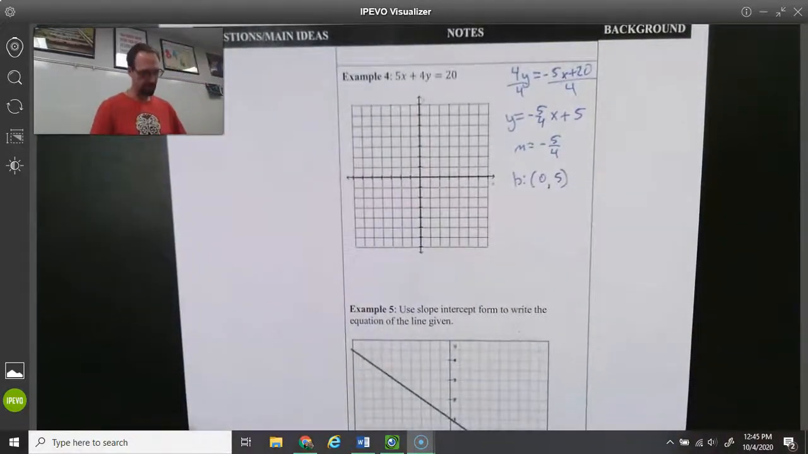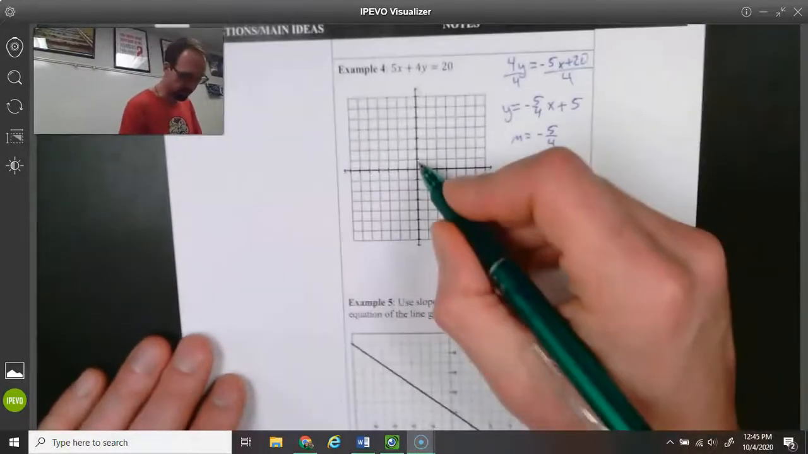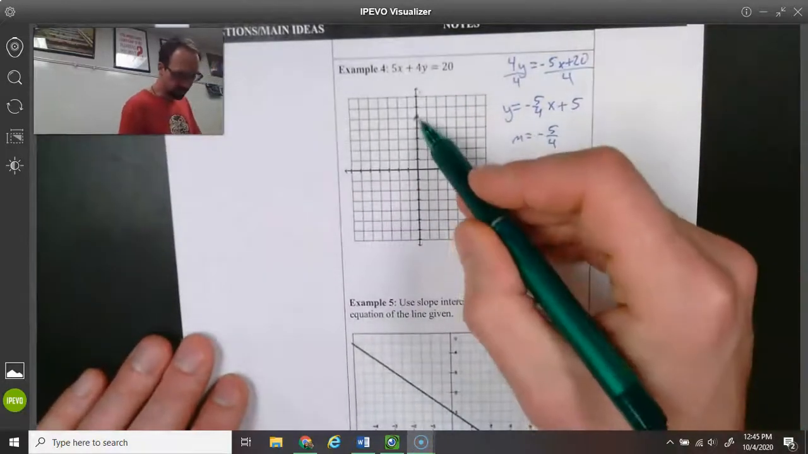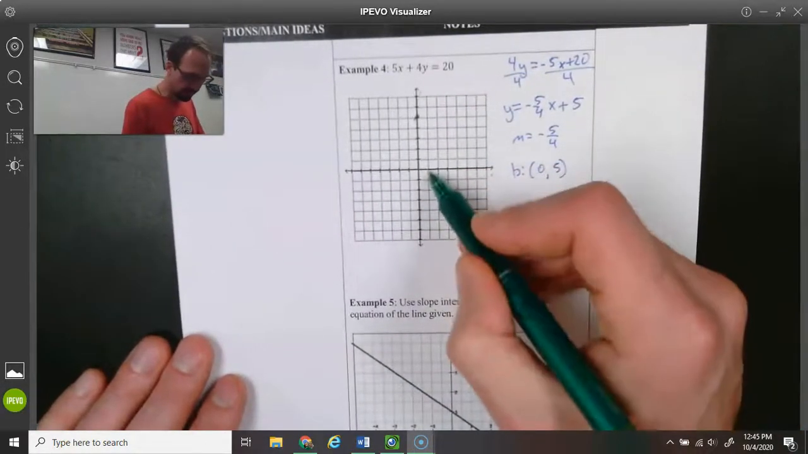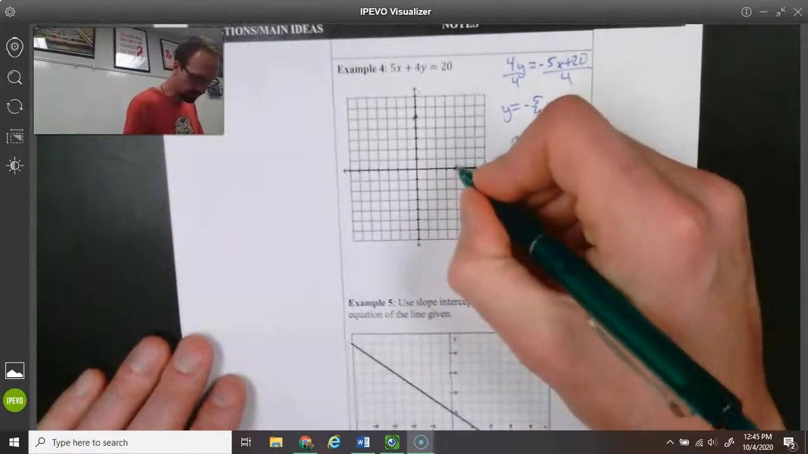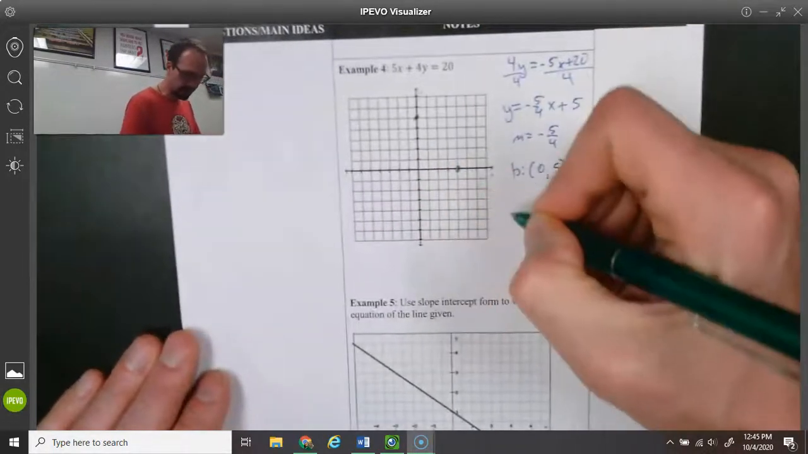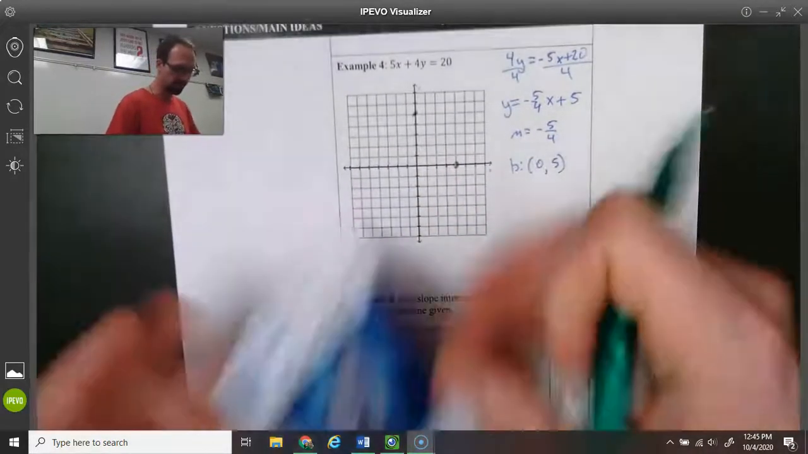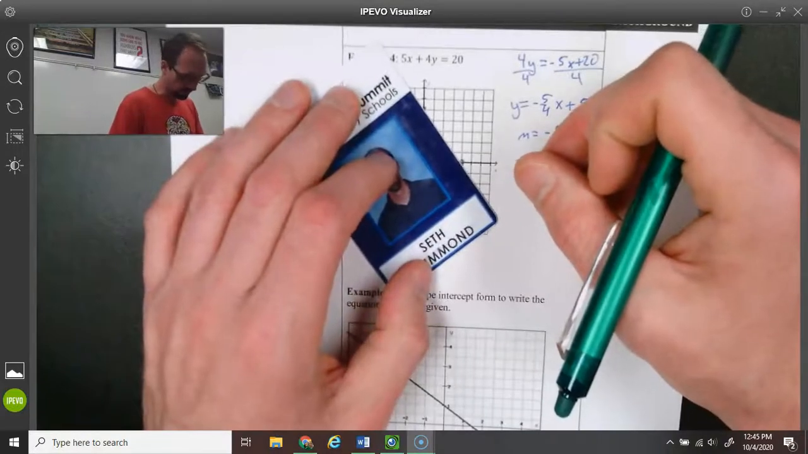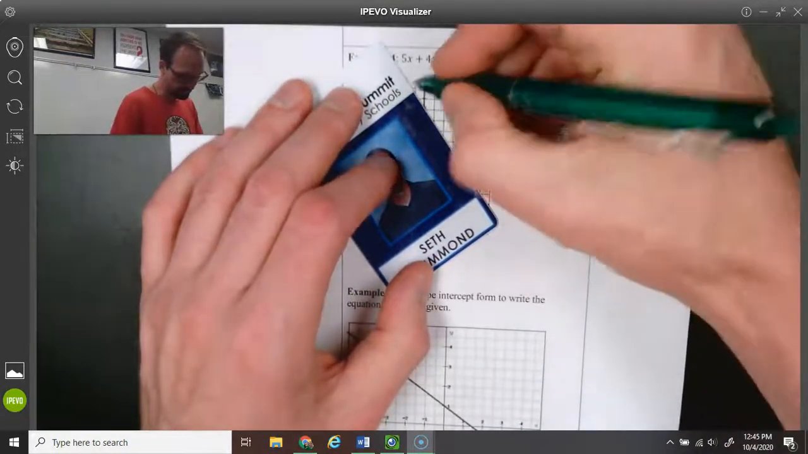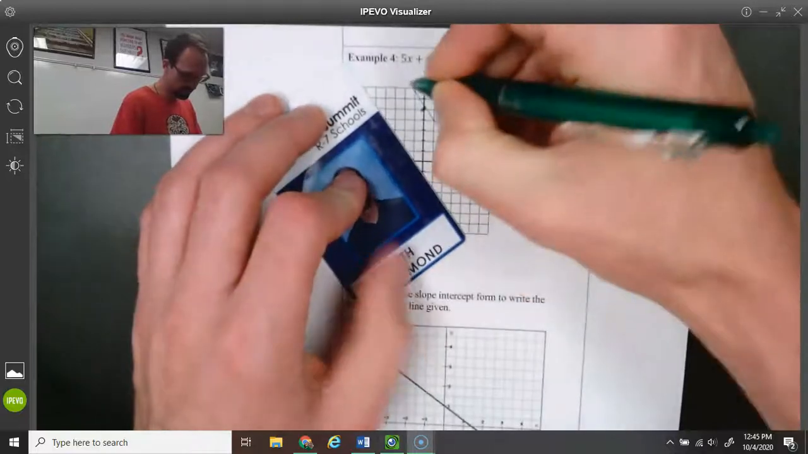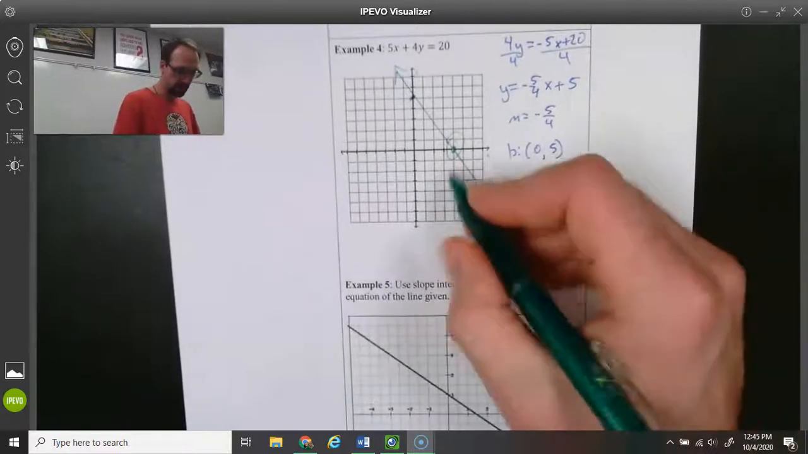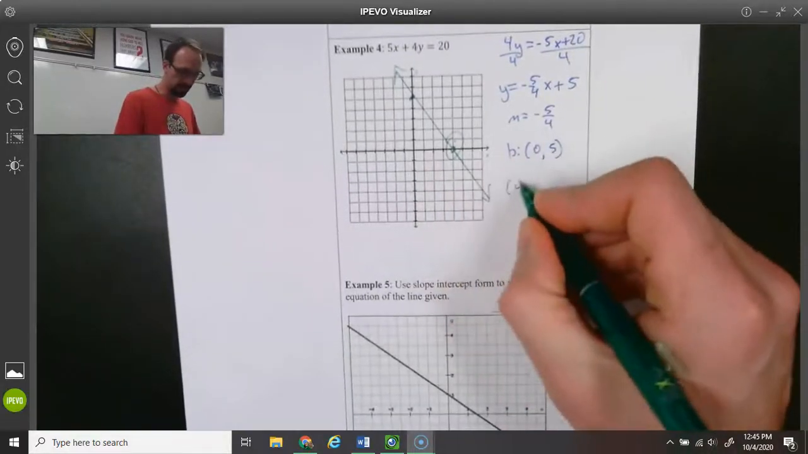Now with this one, if I plot this on the graph, starting at (0, 5), I can go down 5, 1, 2, 3, 4, 5, and to the right 4, 1, 2, 3, 4. There we go. I can't go down 5 and to the right 4 again without taking me off the graph. So literally, these are the only 2 points that I can mark on this actual graph. That's all. Another point that I could use is this point here, which is (4, 0).